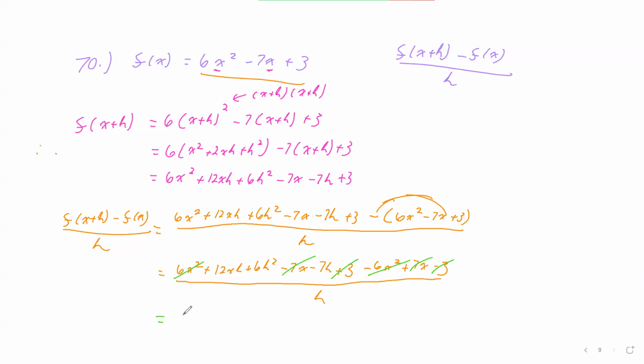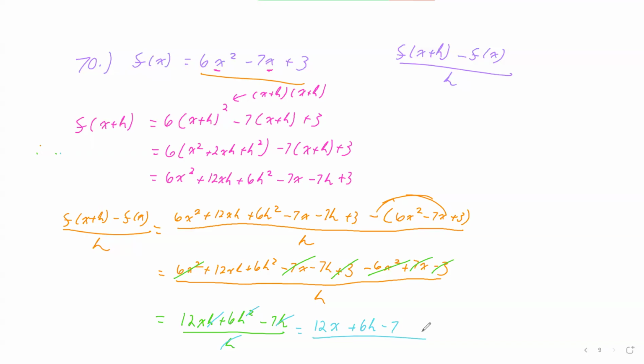So now I'm going to write what we have left. We have 12xh plus 6h squared minus 7h all divided by h. Right? And notice they all have an h. So that means that I can cancel an h out of every term. So now my answer is 12x plus 6h minus 7. And that's it.